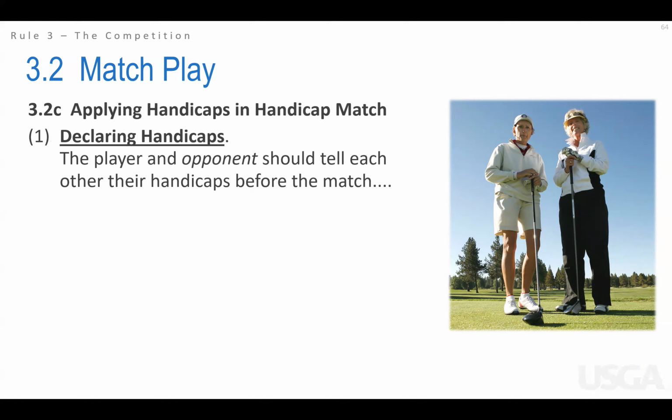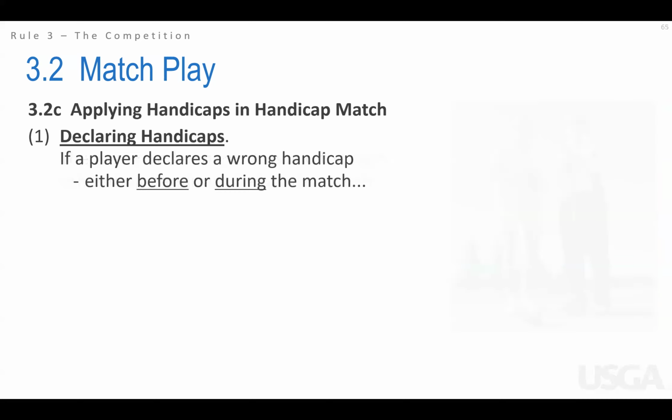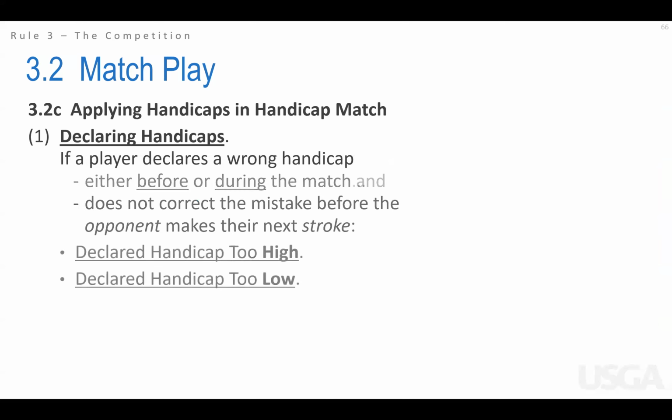We're playing a match that uses handicaps, so we're playing a net match. Typically, before that match is started, the player and the opponent should tell each other what their handicaps are before that match gets going. You'll notice the word "should" is in here and not "must." If the word was "must" instead of "should," it would be a requirement. But it's not a requirement. It's just a recommendation that the opponent and players should tell each other what their handicaps are before the match gets going.